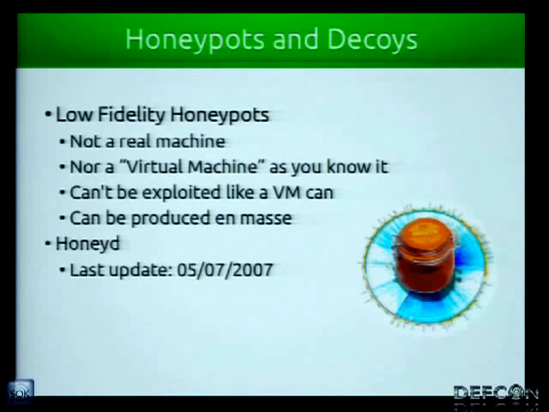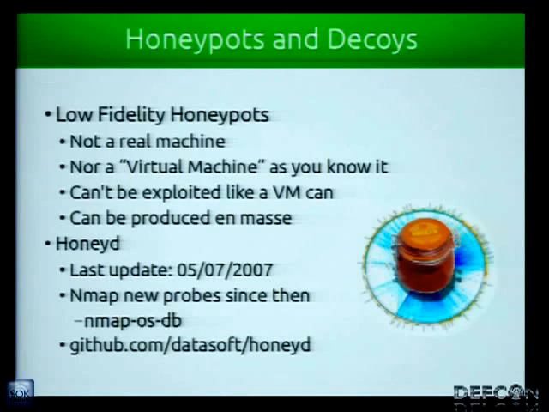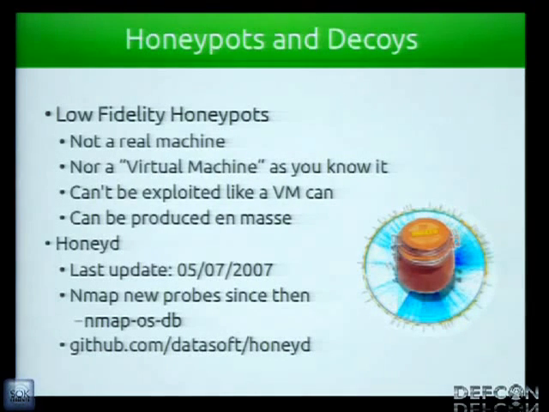And that's rather a problem because since then, Nmap has put in new operating system probes, and so it completely fails at giving the right operating system. So one of the things we had to do was update that. If you go to our repository at github.com/datasoft/HoneyD, you'll find an updated version of HoneyD that actually responds properly to the new Nmap operating system probes. So it'll work with the new versions of Nmap.